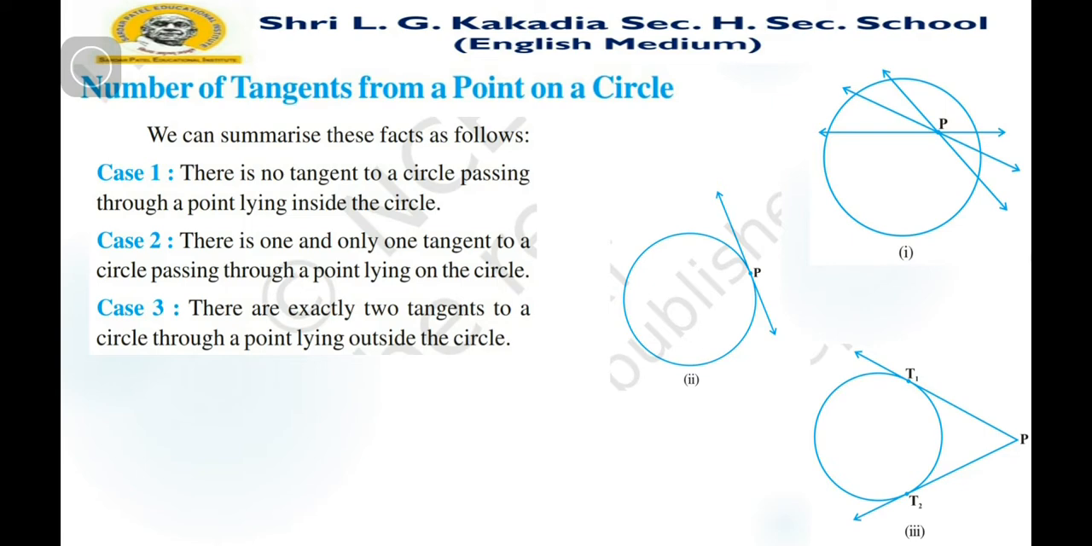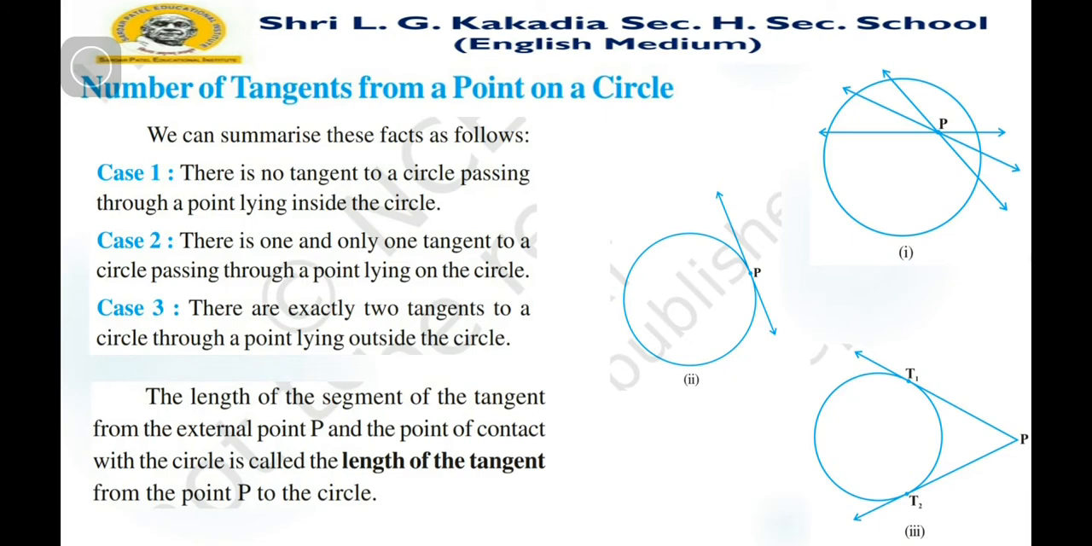Here is one thing that we note. The length of the segment of a tangent from the external point P to the point of contact, that is PT1 and PT2, joining the point of contact with the circle, is called the length of the tangent from the point P to the circle. So let us remember all these things.